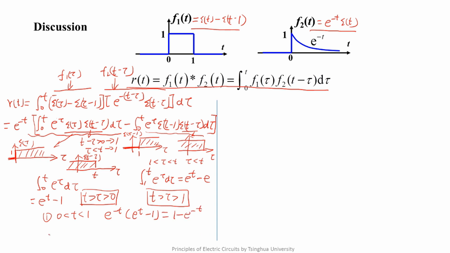In the second part, t is greater than 1. Now the left and the right items both exist, so it equals e to the power of minus t times (e to the power of t minus 1 minus e to the power of t plus e), which equals (e minus 1) times e to the power of minus t. You can find that this method requires the careful discrimination of the valid regions of different ε expressions. It's relatively complicated.